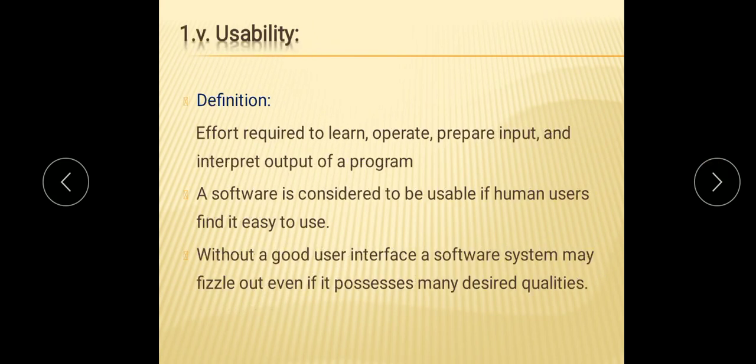Next one is usability. How user friendly the software is can be checked in this factor, usability. The effort required to learn, operate, prepare, input and interpret output of a program. A software is considered to be usable if human users find it easy to use. Without a good user interface, a software system may fizzle out even if it possesses many desired qualities.